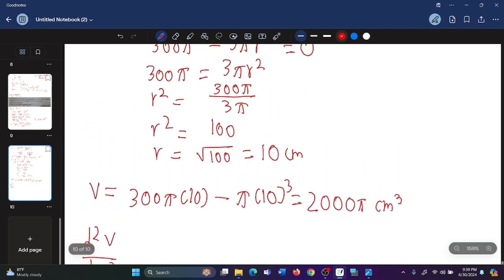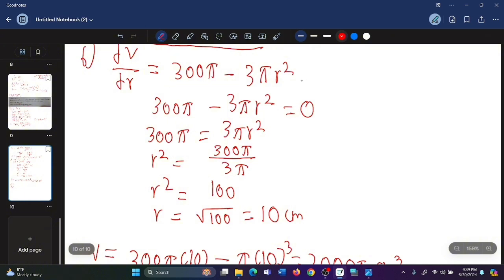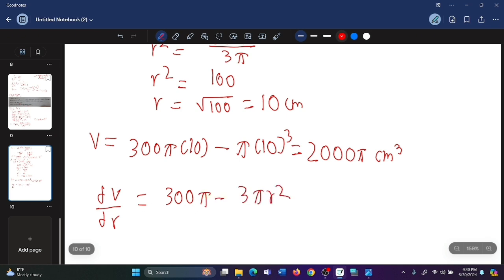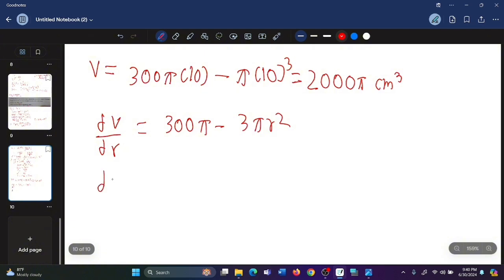How do we do this? We just differentiate this equation. Again, we differentiate dv by dr. So dv by dr has an equation of 300 pi minus 3 pi r square. We need to differentiate this equation to get d square v by dr square. First, let's write what is dv by dr instead of differentiating it first. So dv by dr is 300 pi minus 3 pi r square. So this is dv by dr, and now we need to differentiate it to find d square v by dr square.